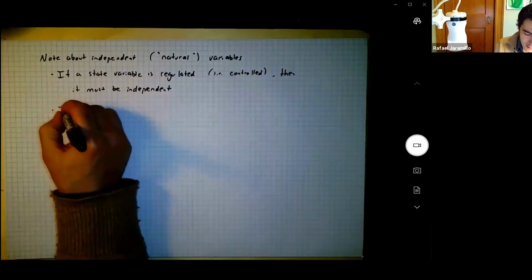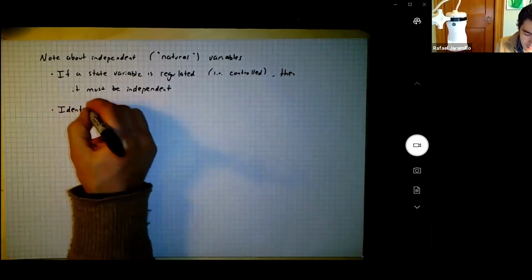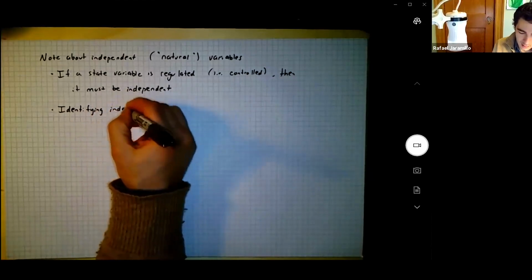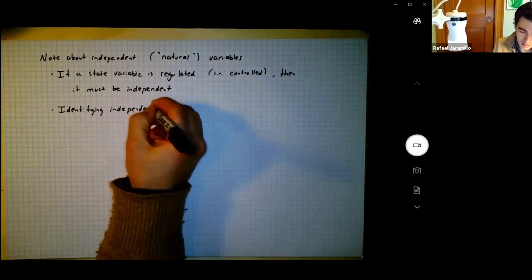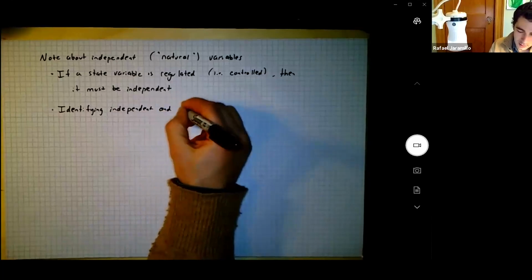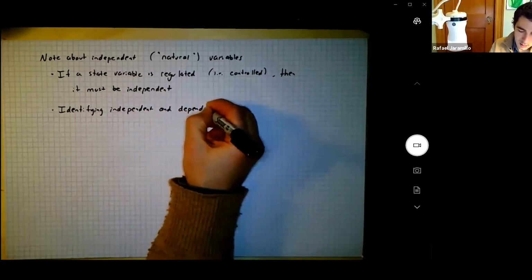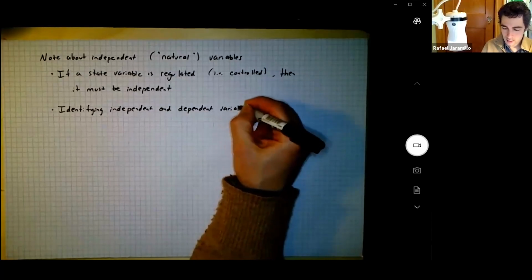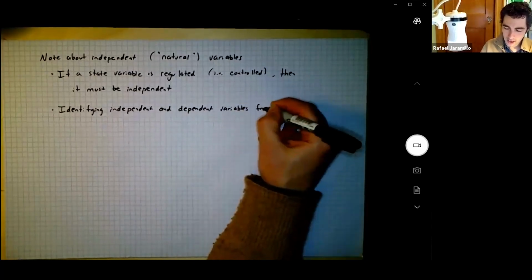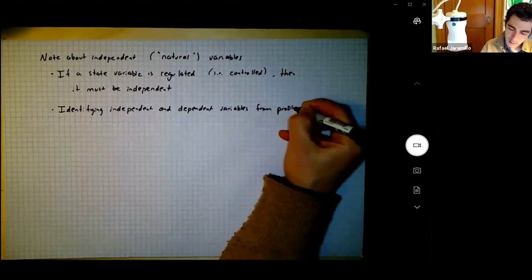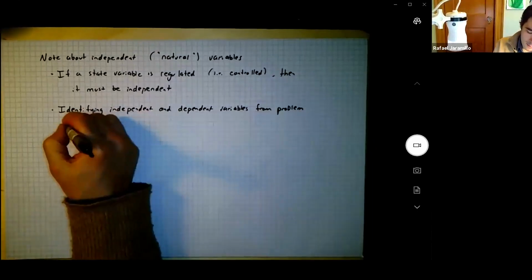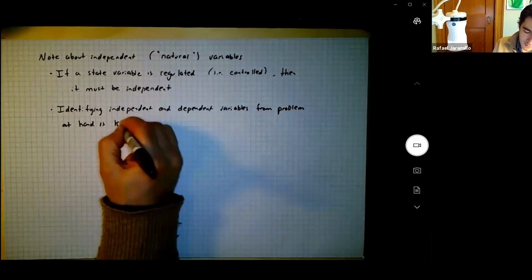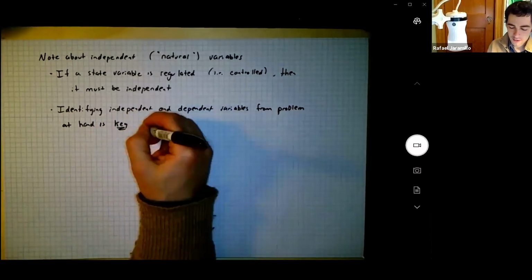Identifying independent and dependent variables from the problem at hand, that's key to success.